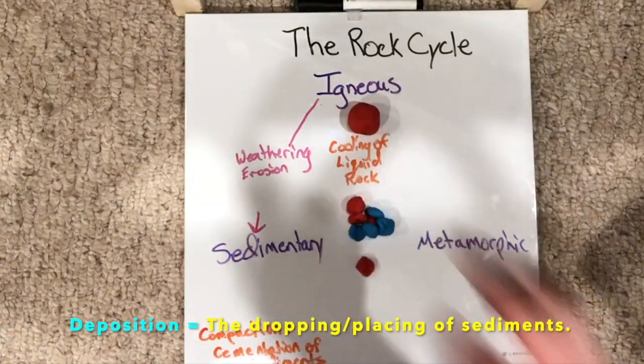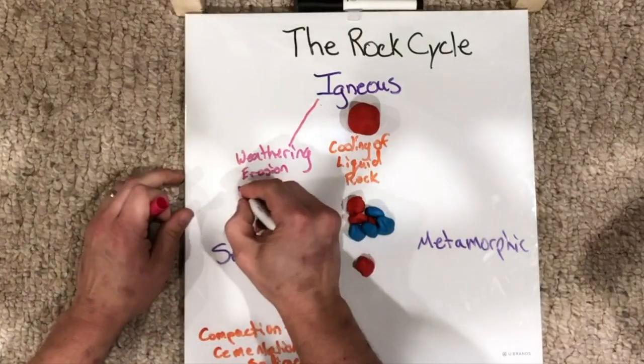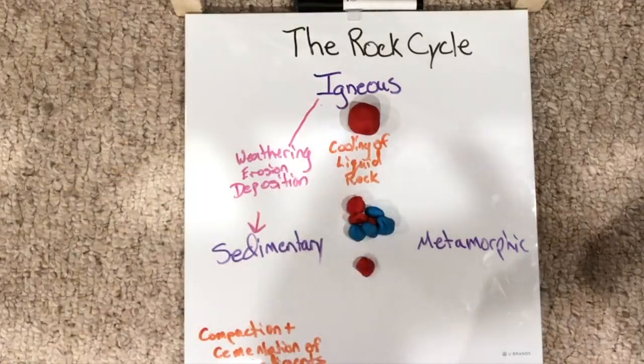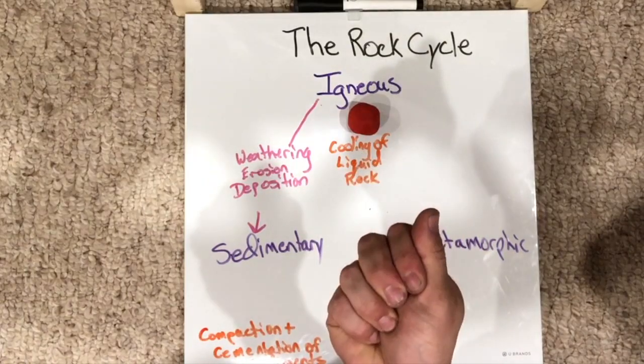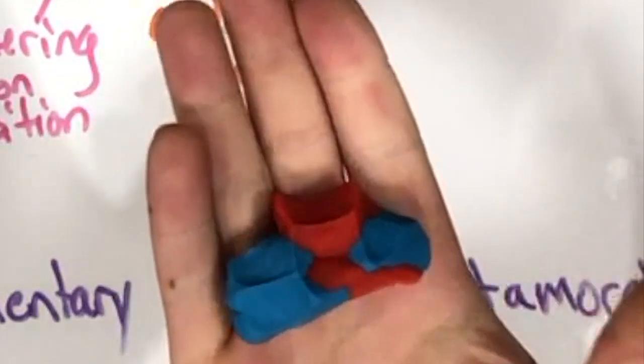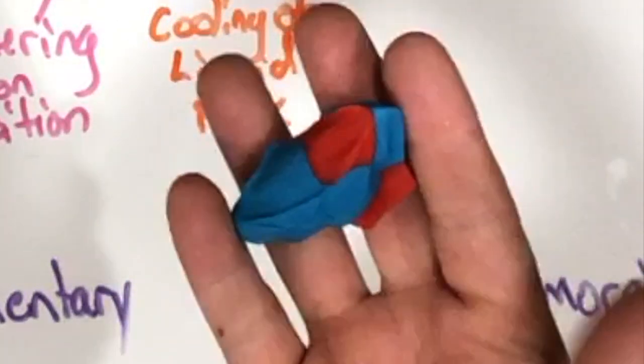Really very, very simple, right? Deposition, just place them in one spot and you're done. Now, after deposition occurs, we now actually have to turn it into a sedimentary rock. So how do we do that? Well, you go through a process which is called cementation, where they literally squish together. They cement together, they compact together, and now you have a sedimentary rock.